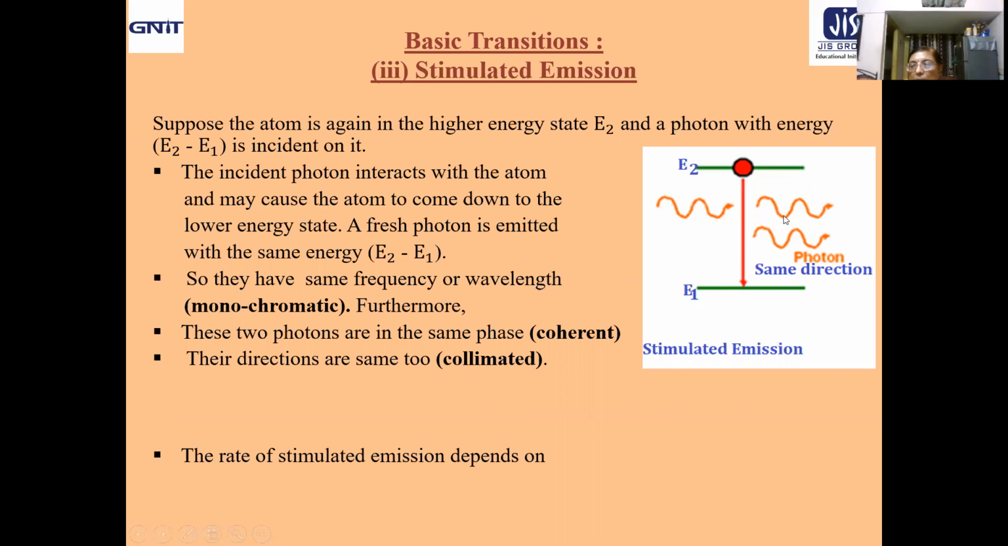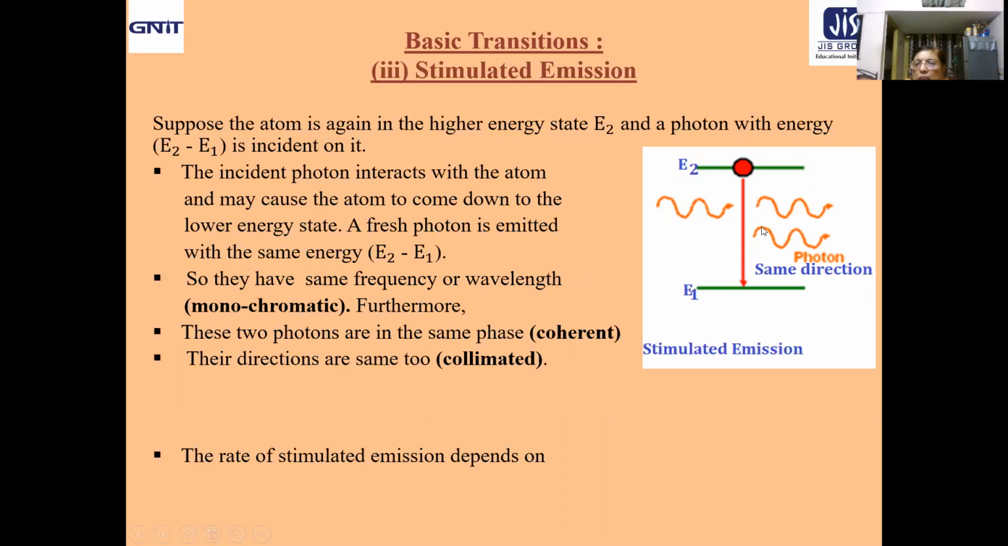the energy of the emitted photon is E2 minus E1, and the energy of the injecting photon is also E2 minus E1. So in total, in the system, now you have two photons of exactly the same energy. That means they have the same frequency or wavelength, because we know E equals h nu according to Planck's law. E equals h nu. So if E remains constant, then frequency as well as wavelength remain constant. That means the beam is monochromatic.